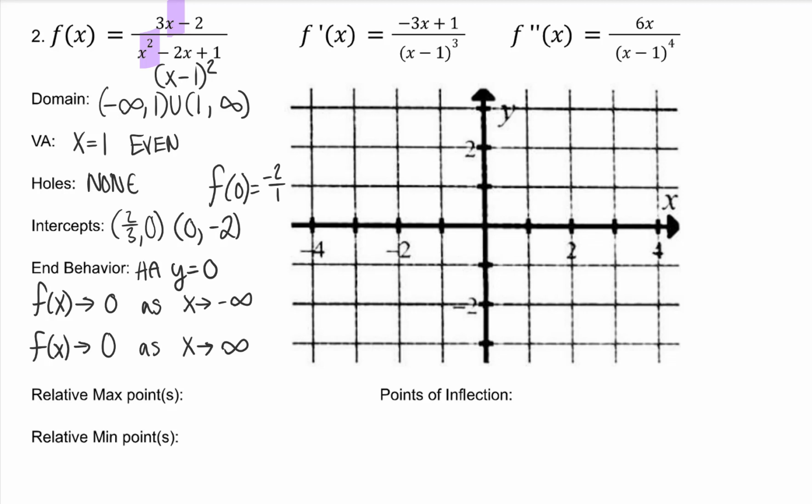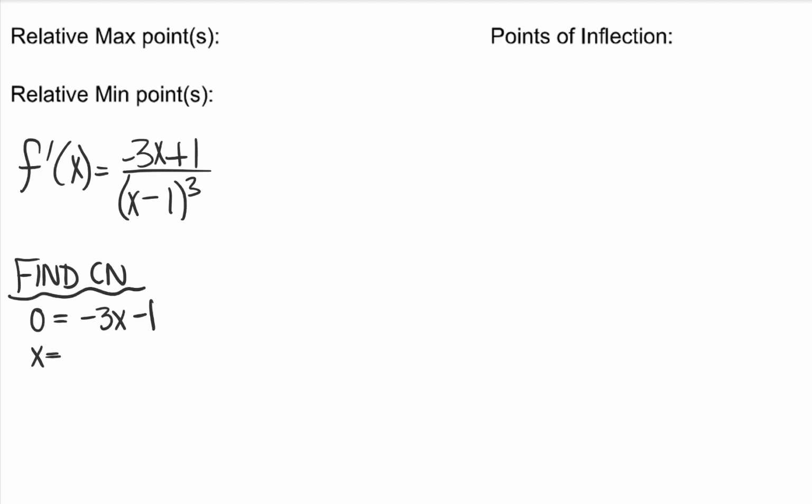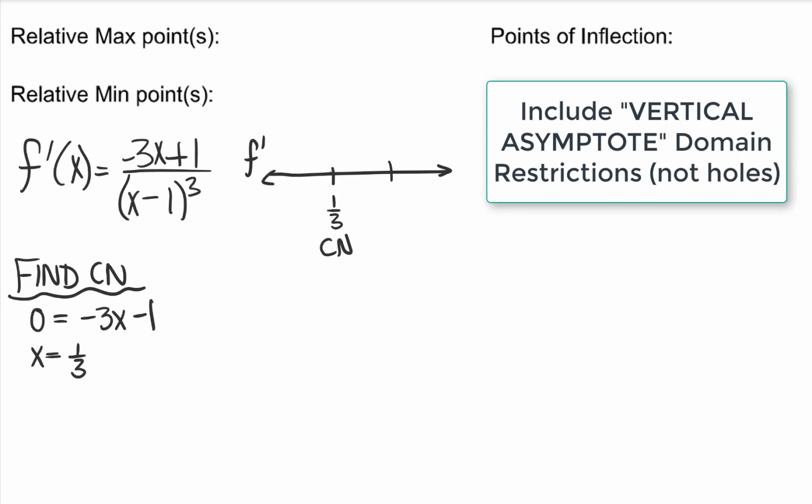For relative extrema, we need to find the critical numbers. Critical numbers occur when our derivative is equal to 0 or when it's undefined. F prime of x is undefined at x equals 1, but that's already a domain restriction, a vertical asymptote, so it cannot be a critical number. Therefore, our critical numbers here will be when our derivative is equal to 0. And that's at x equals 1/3. Time to draw our f prime number line and determine our relative extrema. Make sure you put your critical number of 1/3 on here, but also indicate any domain restrictions, such as 1.